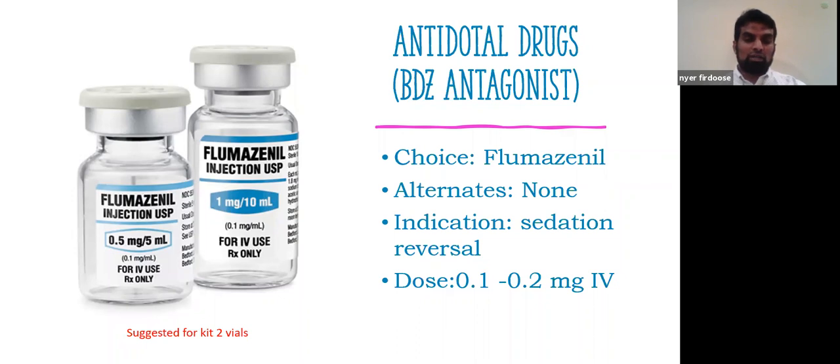The dosage can range from 0.1 to 0.2 milligrams intravenously, given incrementally. The suggested units for the emergency kit are up to 2 vials of flumazenil.